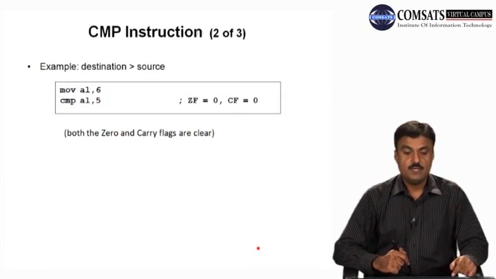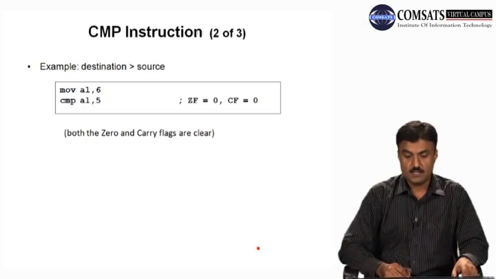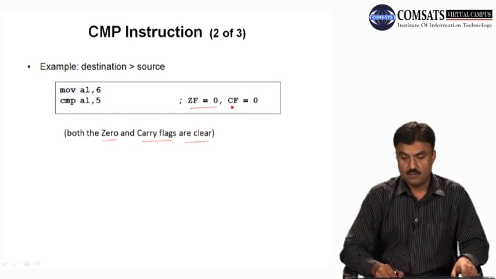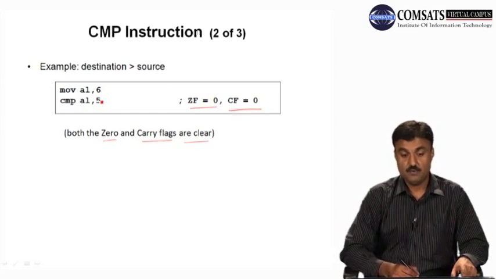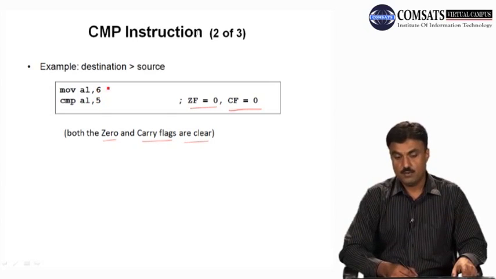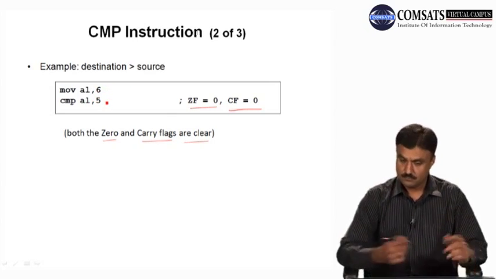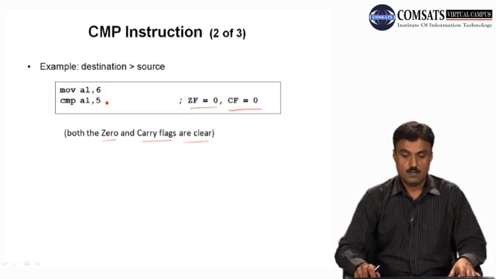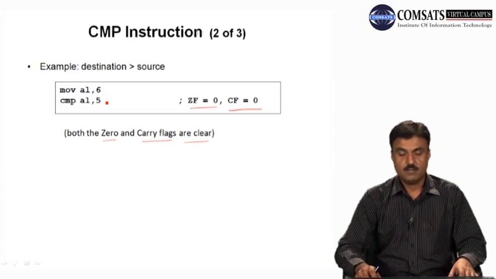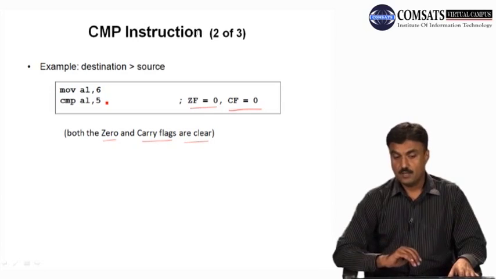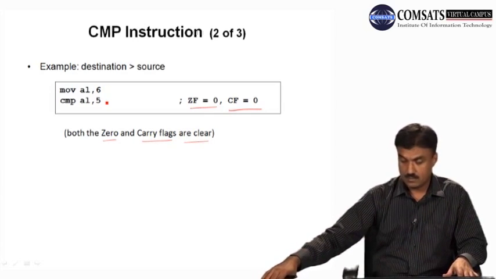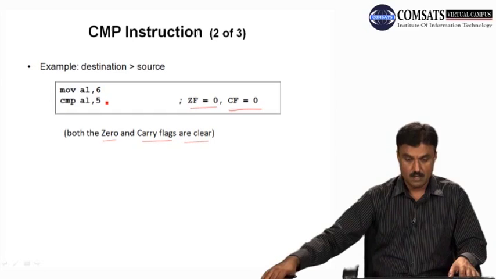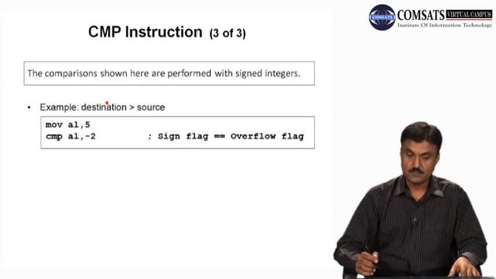Here you can see if the destination is greater than the source, so both this carry and zero flag will be clear. Whatsoever the previous value is, zero flag will be 0 and carry flag will also be 0 if we perform subtraction. So there is no borrow here and the result is not 0. So these two flags will be reset, or they will become clear, or they will be cleared. Okay, so this is the third application of this comparison, or how it will give you the results.